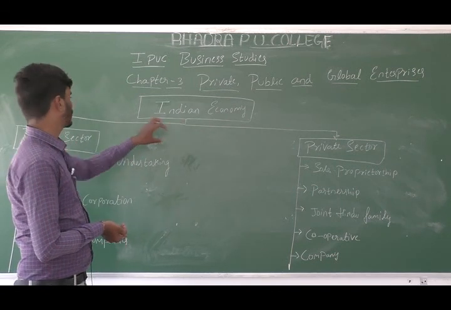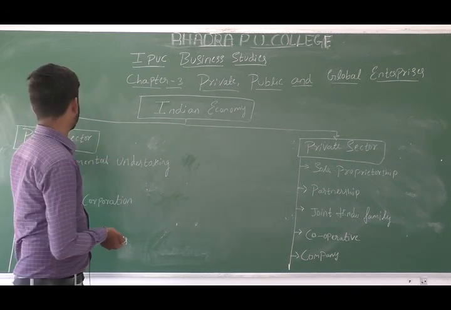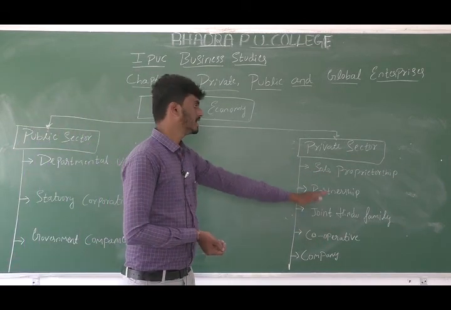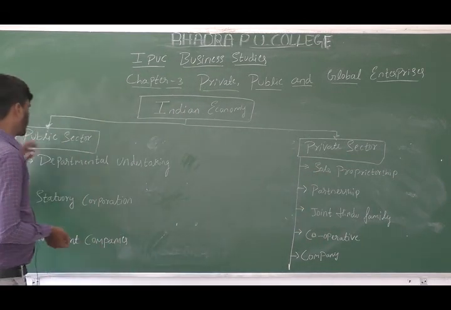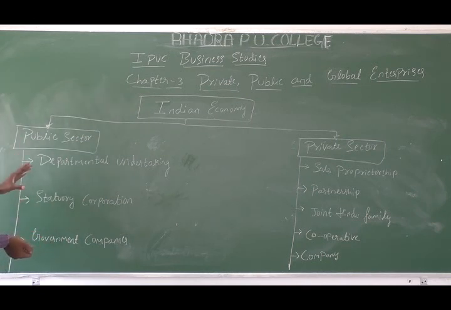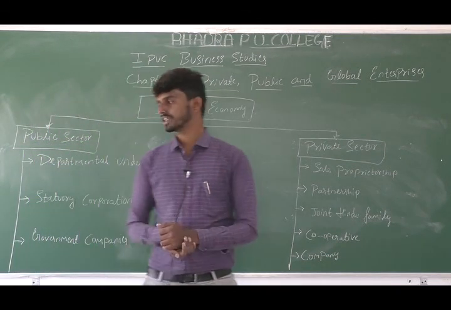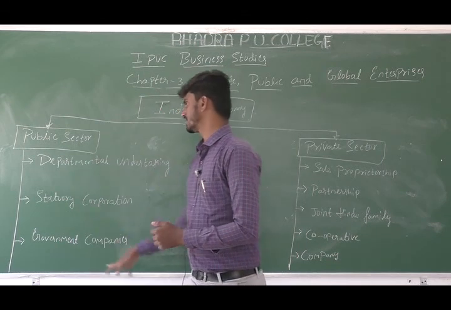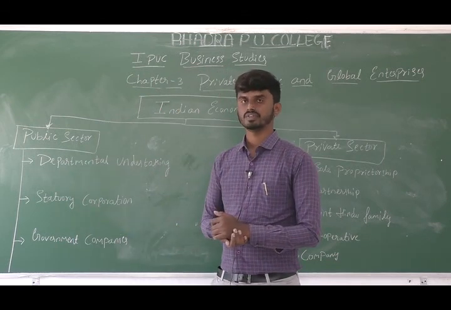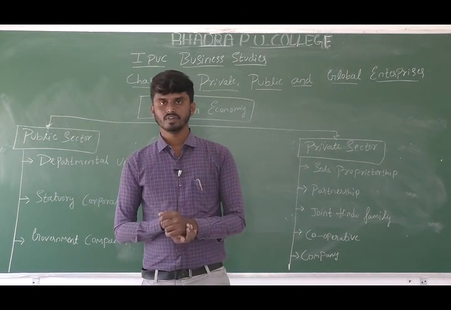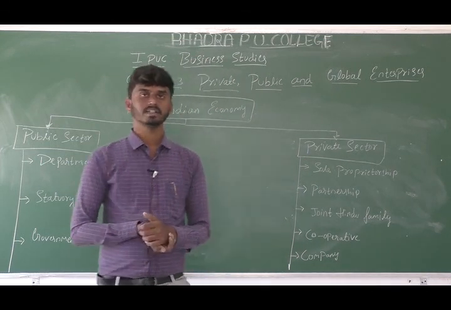So the Indian economy has two sectors, one is the public sector and the other is the private sector. The private sector was completed in the second chapter, and we completed these three public sectors in today's class: departmental undertaking, statutory corporation and government companies. So major topics in this chapter depend on these three only. We should understand all the features of these three, and also discuss their merits and demerits. It will help to score marks in the examination.